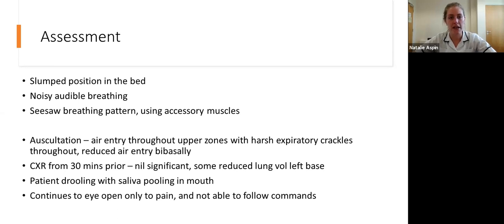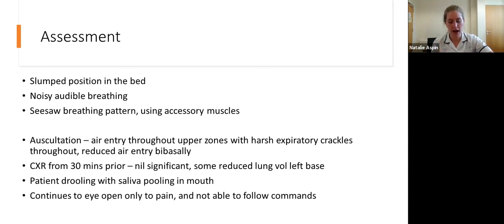I've had a listen, and he does have air entry throughout, with his upper zones having some quite harsh sounding crackles, which possibly might be transmitted from his main airway. So it's bilateral, and it's at the same point in the breath wherever I'm putting my stethoscope.